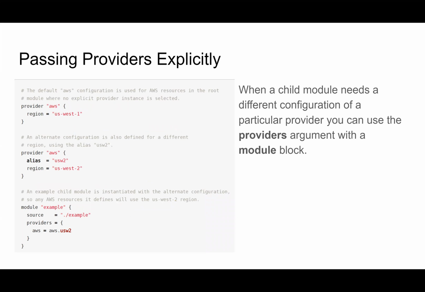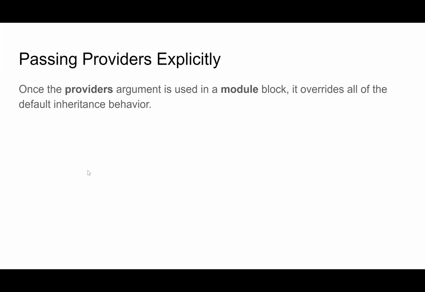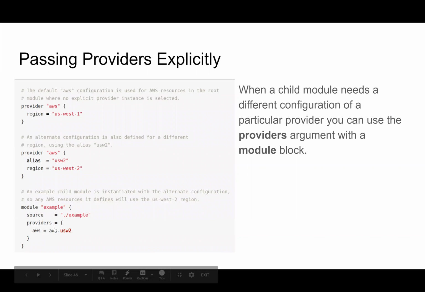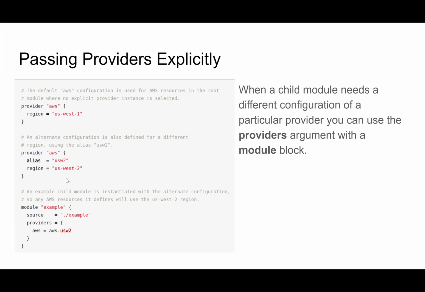We can also pass providers explicitly. To do that, we'll have to specify the providers argument within the module block. Right here, we have the providers argument in the module block, and we're using US West 2. So passing providers explicitly: once the providers argument is used in a module block, it overrides all the default inheritance behavior. So passing this in is going to override the default provider inheritance. We're not going to use US West 1. We're actually going to use this aliased provider, US West 2.